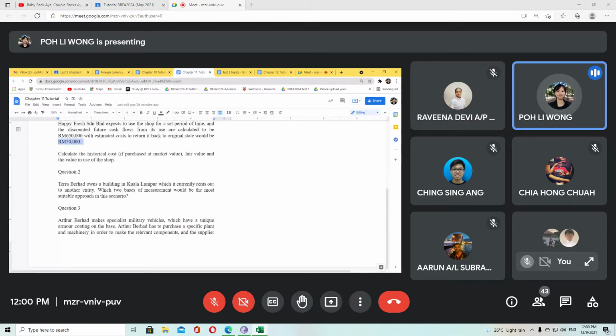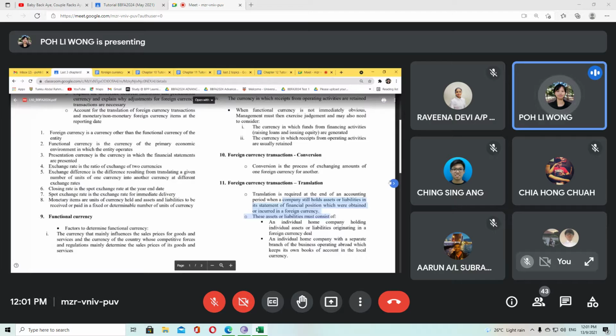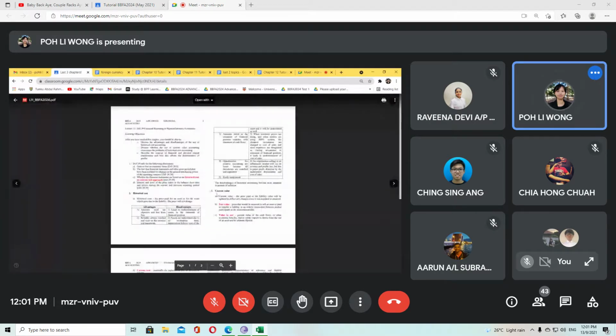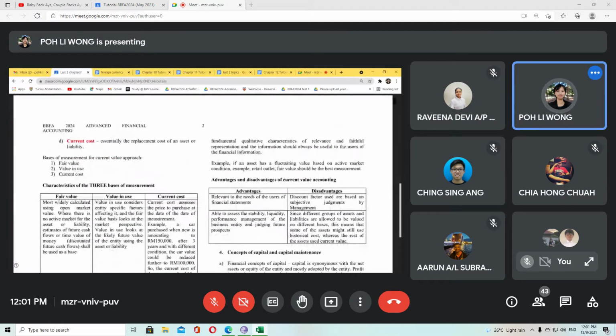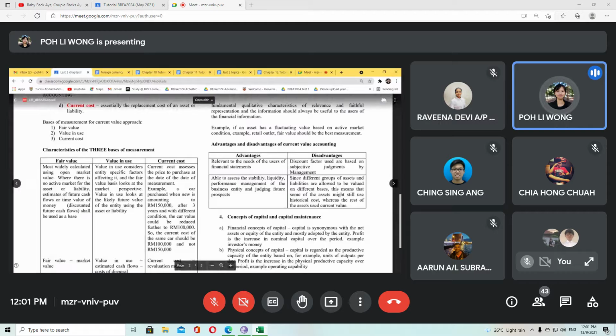Question number 2: Tara Berhad owns a building in Kuala Lumpur, which it currently rents out to another entity. Which 2 bases of measurement would be the most suitable approach in this scenario? From these 2 pages of notes, we only have a few that we want you all to learn. You have fair value, you have value in use, you have current cost.